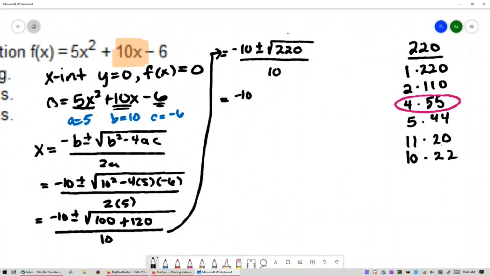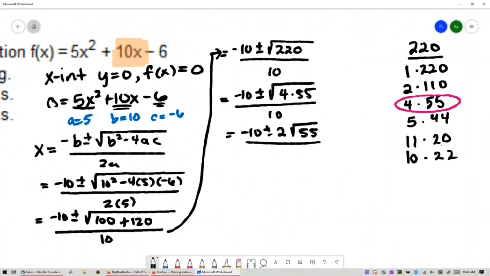We've got -10 plus or minus the square root of 4 times 55 over 10. The square root of 4 is 2, and 55, since it's not a perfect square, will stay underneath the radical. We can't perform that operation without a calculator. I'm sure somebody can perform it without a calculator, but not me.